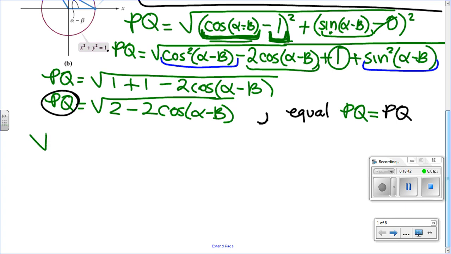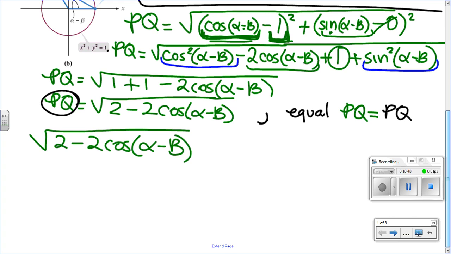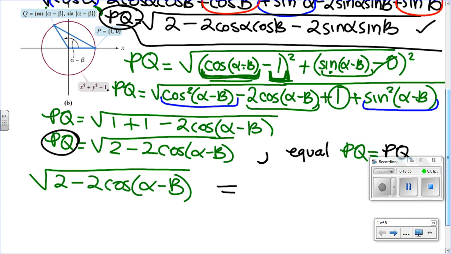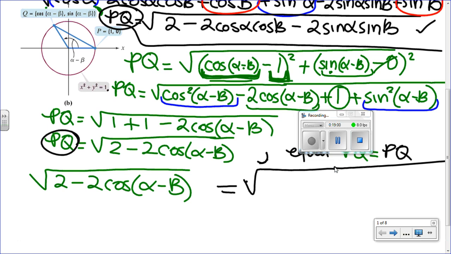So the square root of 2 minus 2 cosine of alpha minus beta is equal to the other square root, this one here, 2 minus 2 cosine alpha cosine beta minus 2 sine alpha sine beta.